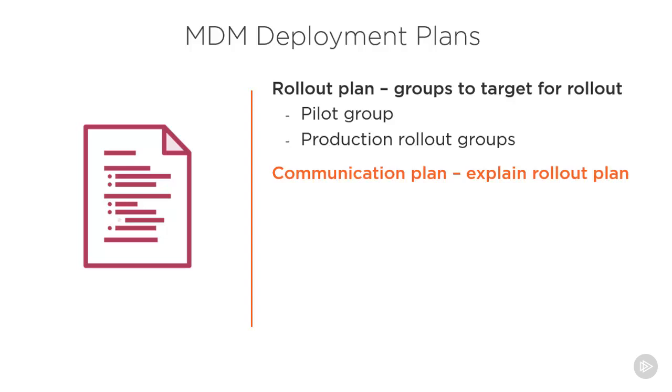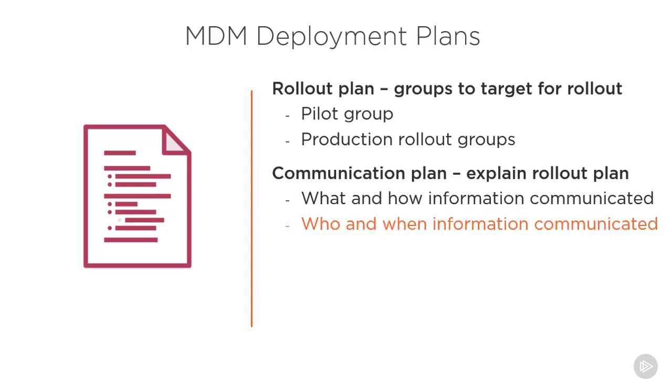The next type of plan is a communication plan, which explains the details of the rollout plan that we created previously. This plan can contain what and how the information is communicated, and it's also going to say who and when that information is communicated.